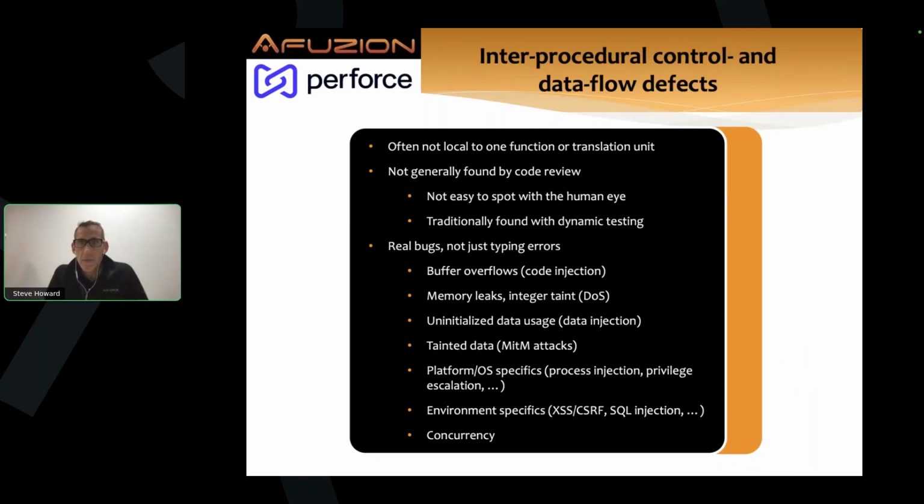Once we had interprocedural control and data flow analysis, we were able to find a lot more interesting issues, if you will, things that we now would really struggle to spot with the human eye. It is possible to spot some of these with the human eye just by looking at common mistakes, like the use of memory perhaps without a prior check for the memory being valid.